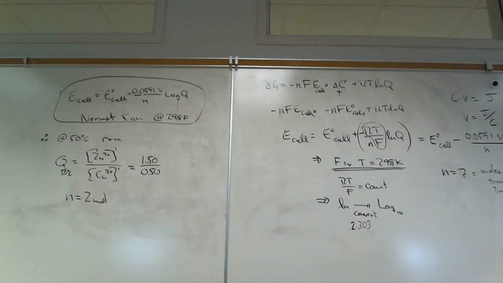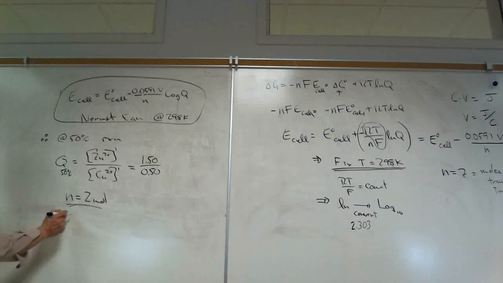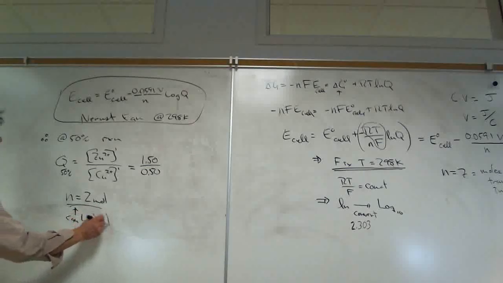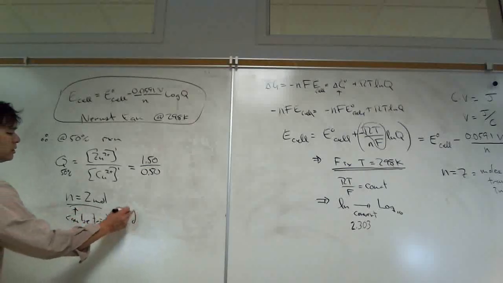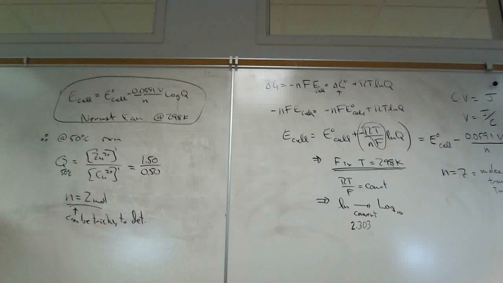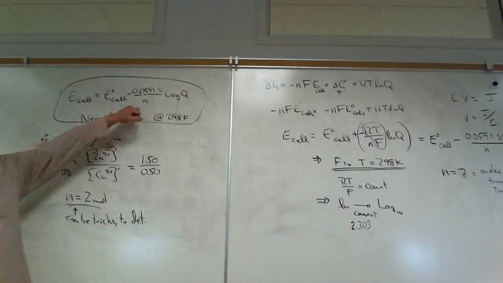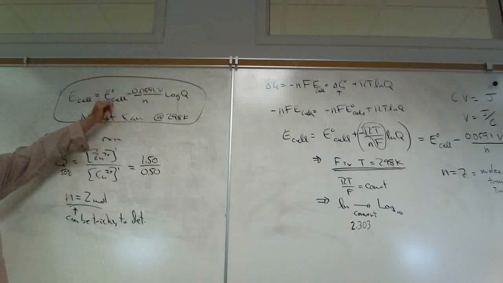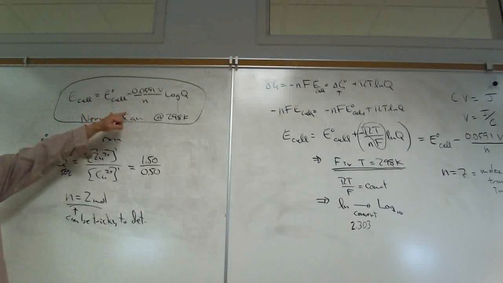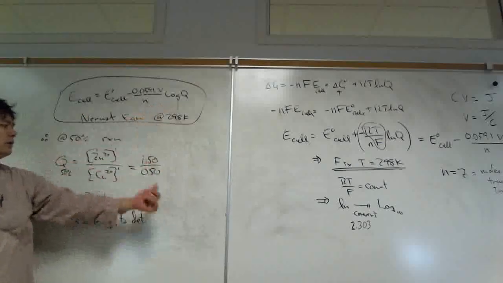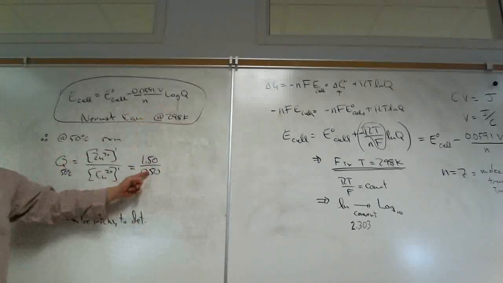it's 2 and 2. And so sometimes this can be tricky to determine, so be careful. All right, so plug this in here. E naught of the cell is like 1.1, what is it, 1.13 volts or something like that. N is 2. Q is this, which is 3.